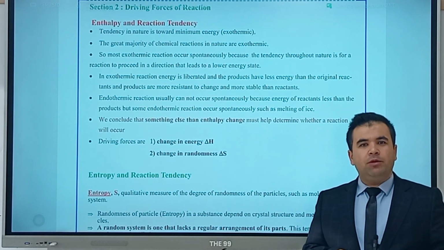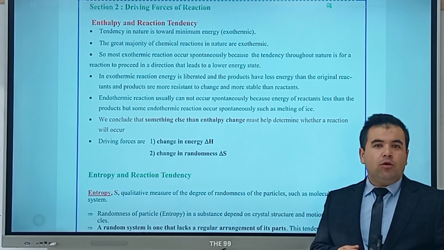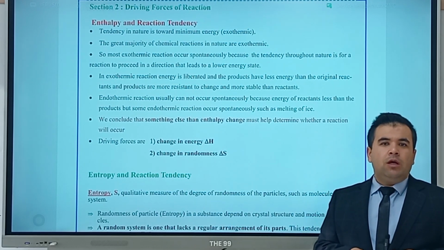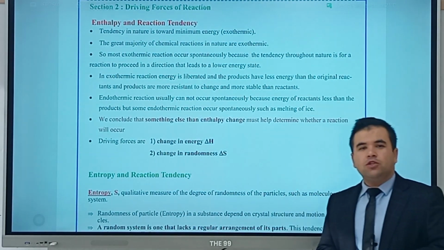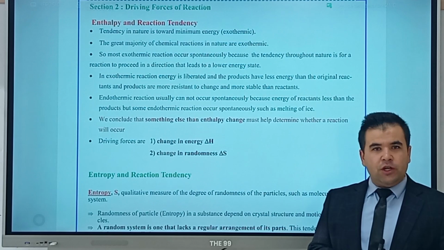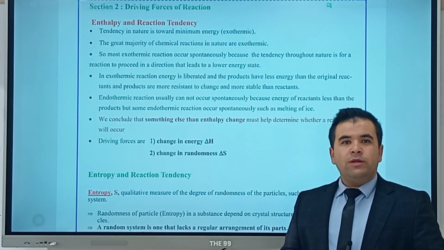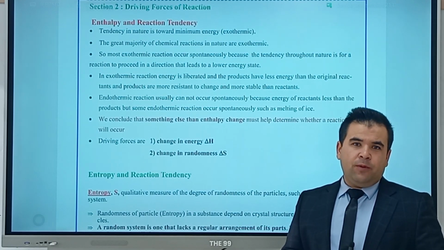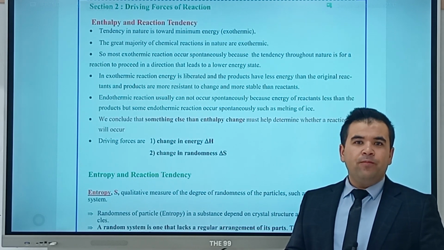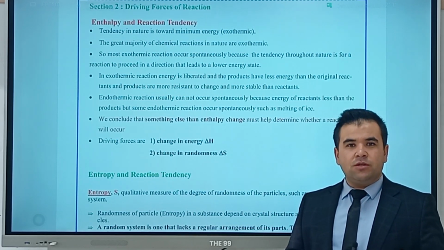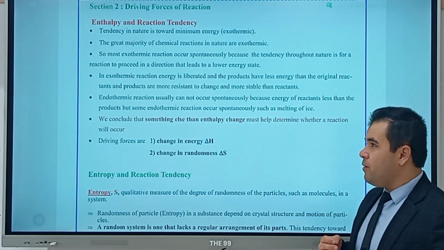In a new session, I will be talking about chapter 4, section 2. We'll be talking about the driving forces of the reaction. Let us start and talk about the driving forces. Guys, in the previous section, we talked about the enthalpy change and enthalpy of formation and combustion and the reaction. We said that whenever the enthalpy of a reaction is exothermic, the tendency of spontaneity according to enthalpy is toward the exothermic side.